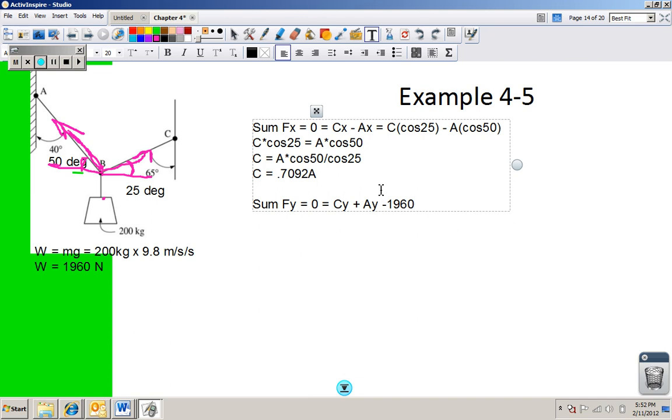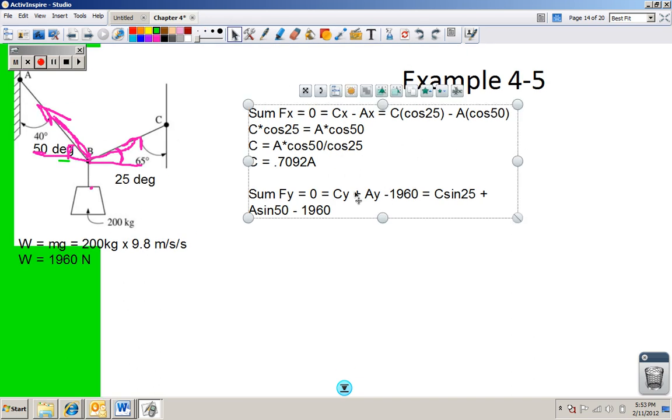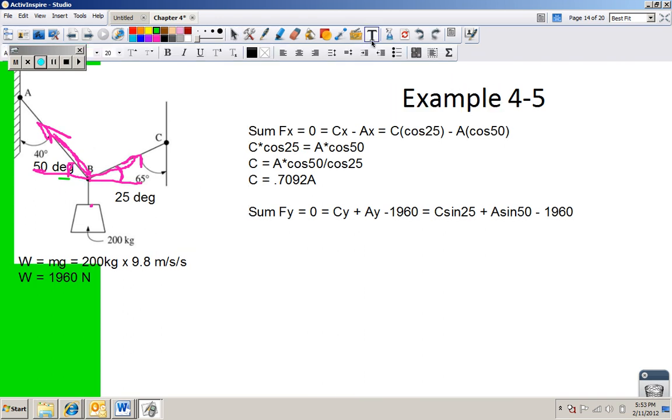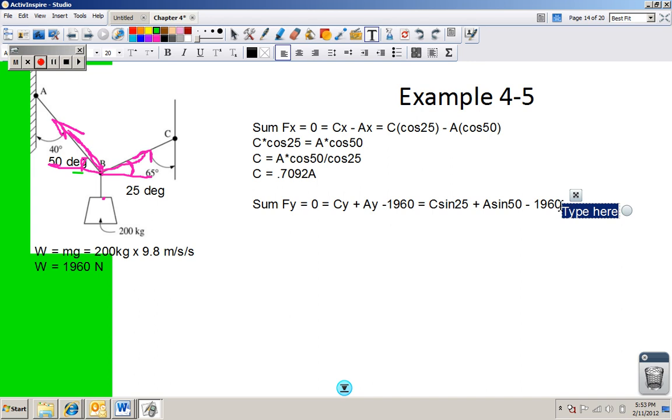Okay. So let's then write that out more specifically. C sine of 25 degrees plus A sine of 50 degrees minus 1960. Okay. So now we have our equation for the sum of forces y and the sum of forces x. So let's do some plugging in here.